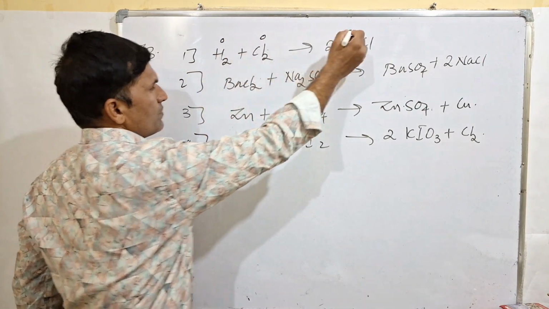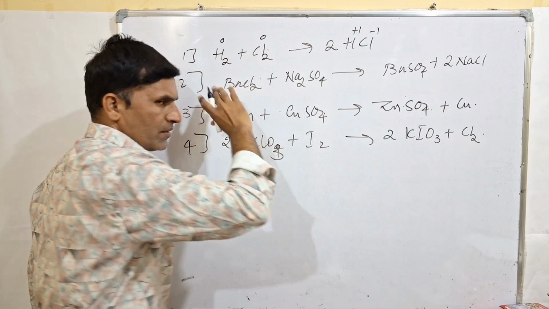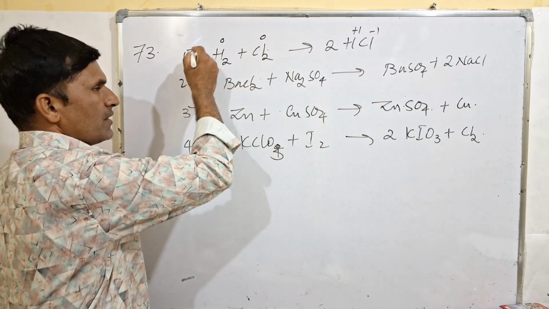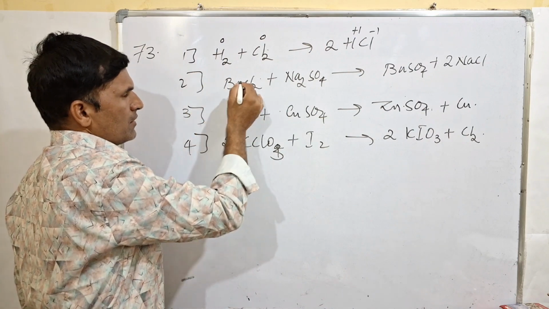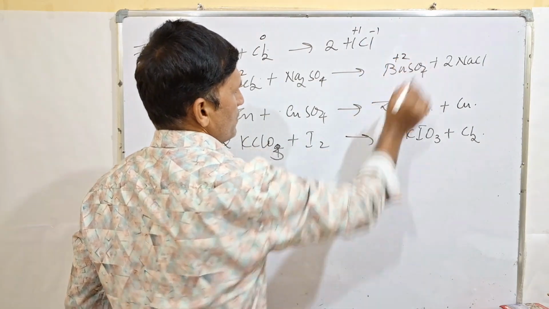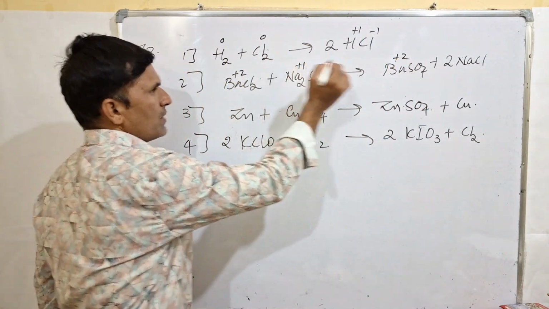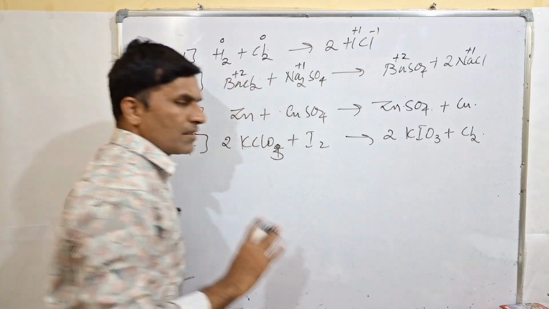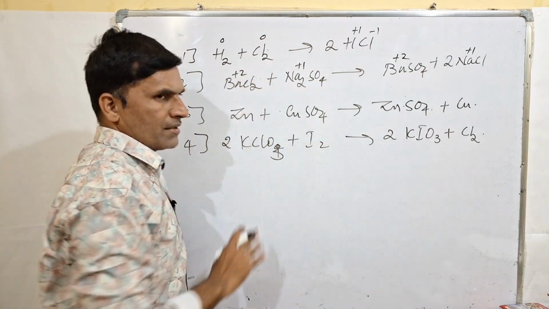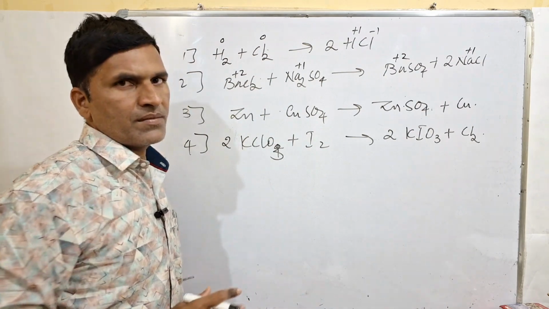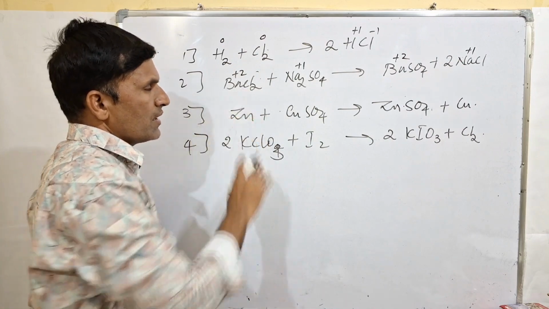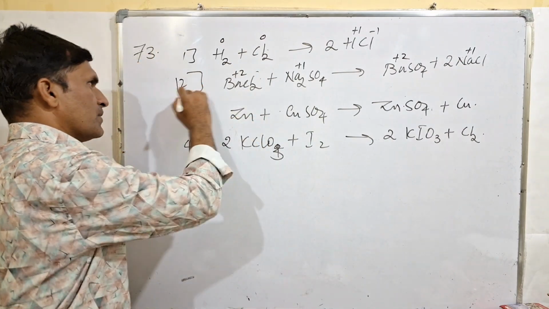Here it is 0, 0, plus 1, minus 1. So there is a change in oxidation number on both sides, therefore it is a redox reaction. Now you see here it is plus 2, and here also it is plus 2. Here it is plus 1, here it is also plus 1. Means there is no change in the oxidation state of any of the reactants. Only an exchange of counter ions is taking place in this case. So therefore, your right option is 2.